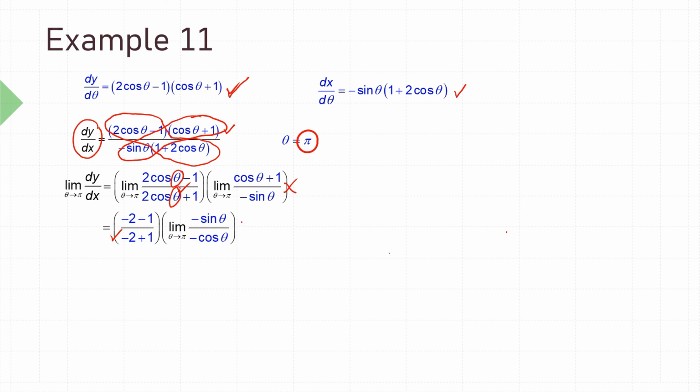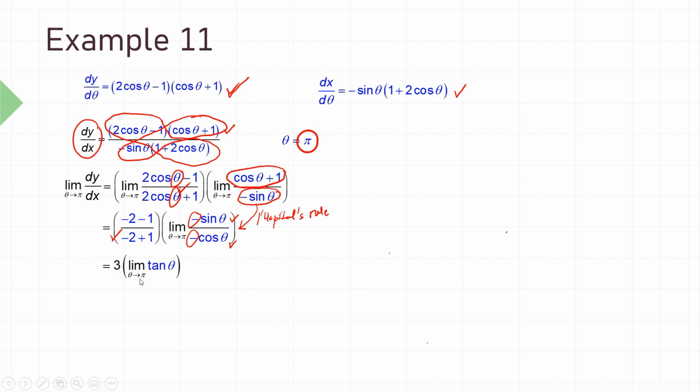But this one, how do I get this? Using L'Hopital's rule. We differentiate the numerator and we differentiate the denominator separately. So we'll have this one. Simplifying this, we can cancel this negative here. So you simplify this, you get 3.